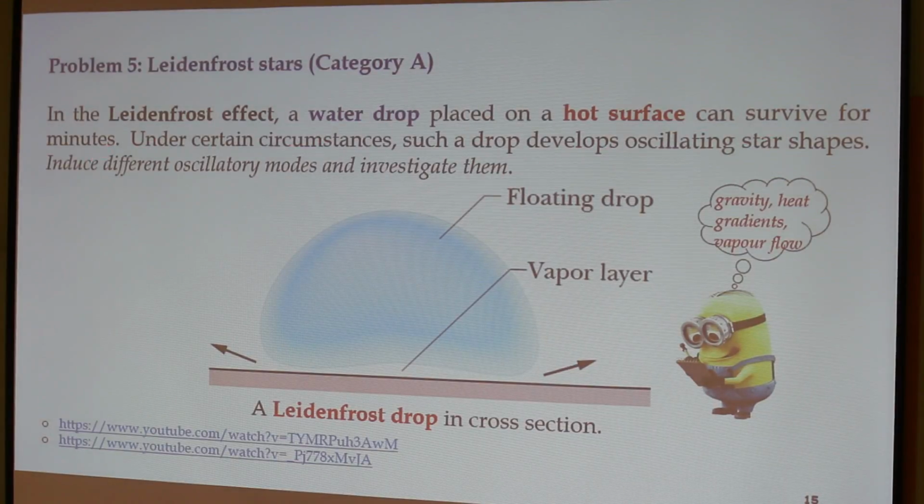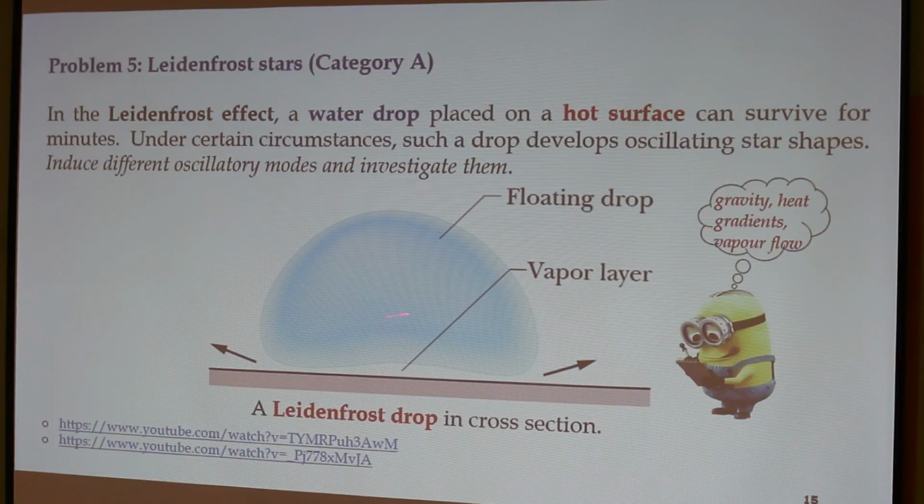So if you drop water onto a hot pan that is close to the boiling point of water, the water will just vaporize. But when the surface is very hot, much higher than the boiling point of water, then you will notice that the water drop actually survives. The new thing is, under certain circumstances, such a drop develops oscillating star shapes. So your job is to induce different oscillatory modes and investigate them.